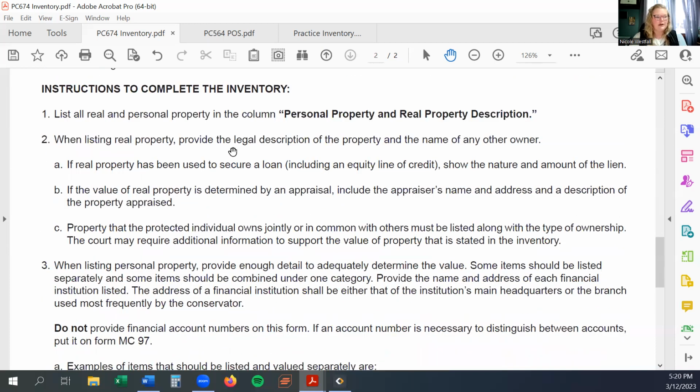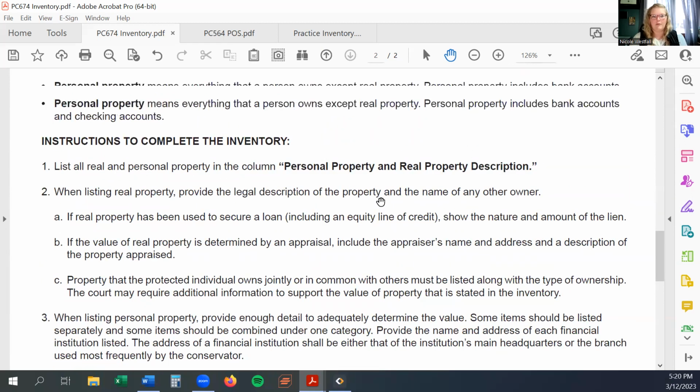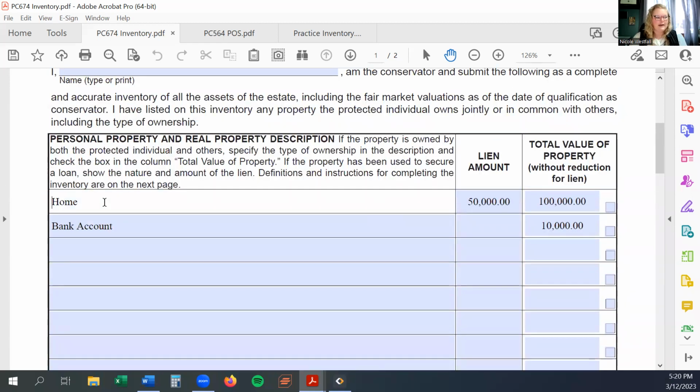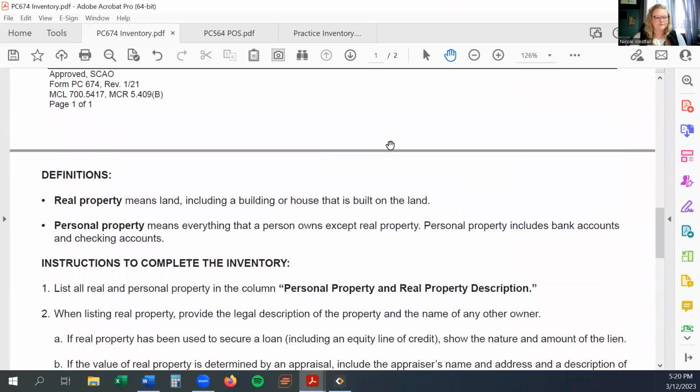And then when you're listing the property, you're going to provide the legal description of the property and the name of any other owner. Now, the legal description of the property is just going to be the address of the property. So say, for example, this is my office address, located at 3281 Racket Club Drive, Unit C, Traverse City, Michigan, 49684. That is sufficient for an address. Now, I would say joint owner, or I would say single owner. That means that the ward owns it by themselves. That's what the court wants to see.